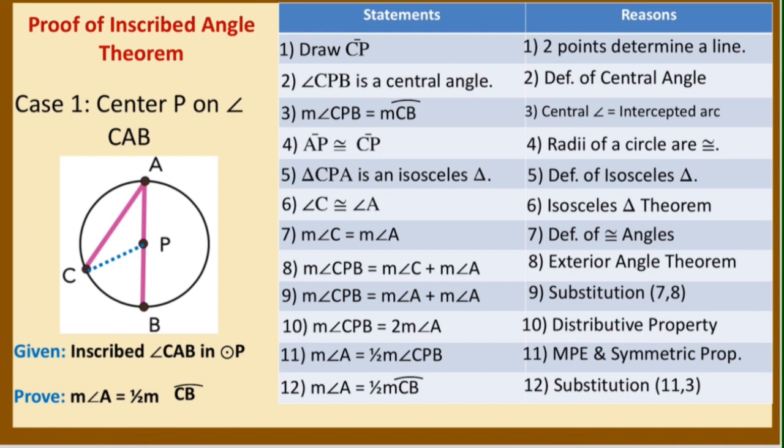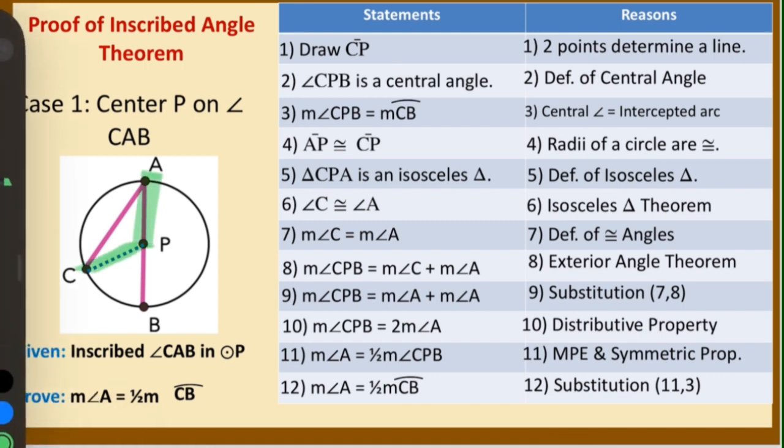So, in the proof, as you can see here, again, that was an informal proof to somewhat lead you to this one. We draw CP because, again, 2 points determine a line. That's your radius. CPB is a central angle. That's true. And then, again, CPB intercepts arc BC or CB. Next, AP and CP are congruent.